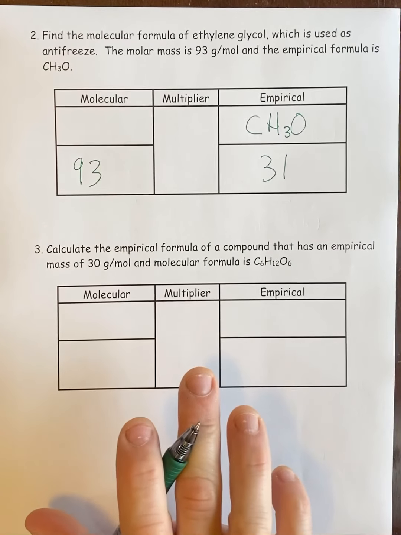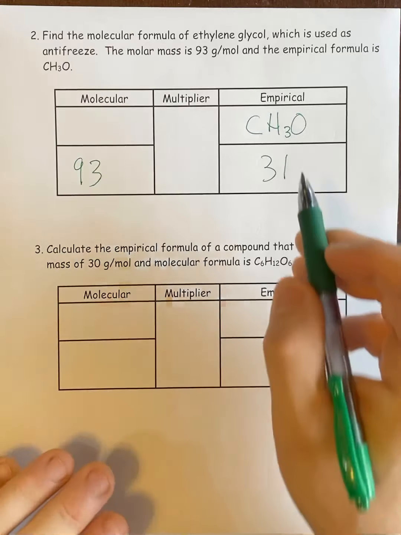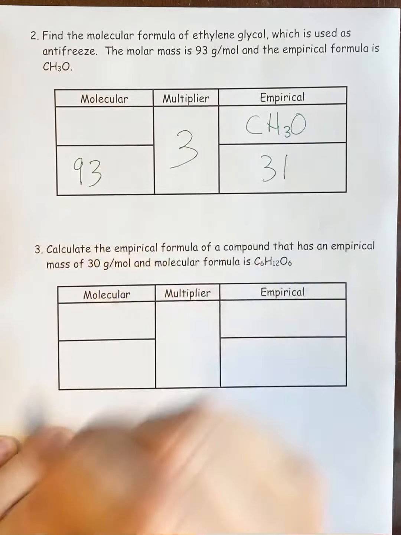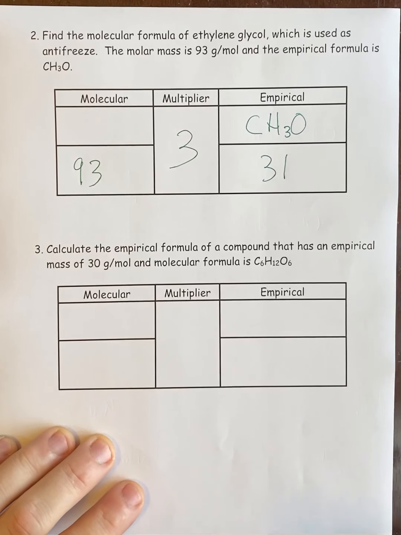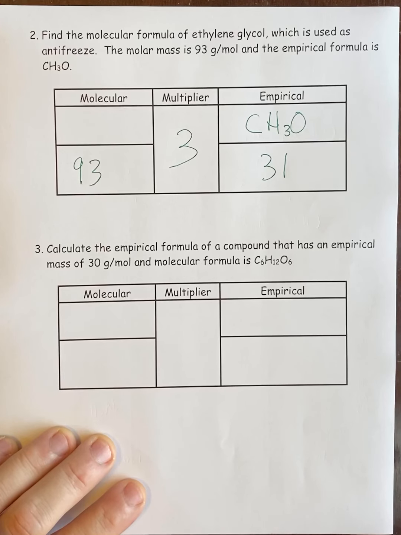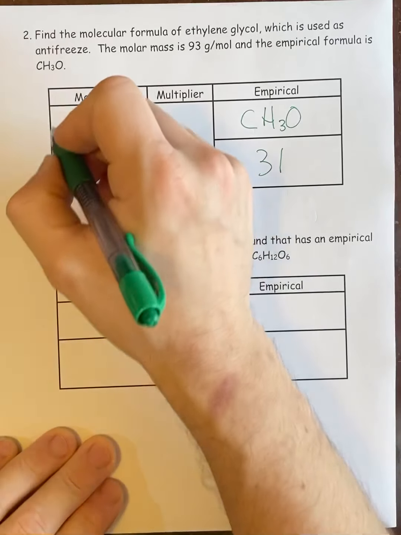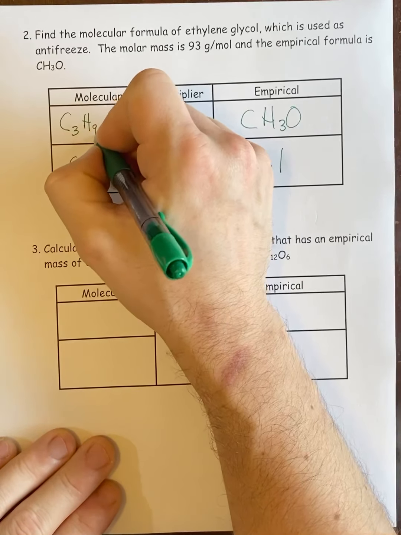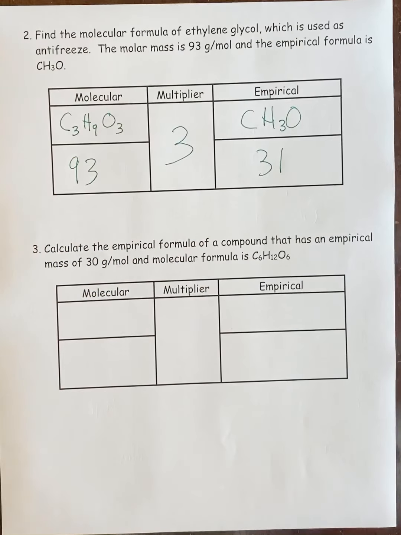Now, the next thing we're going to do is the multiplier. What do you have to multiply 31 by to get to 93? 3. So, if the mass is a multiple of 3, then the formula is a multiple of 3. So, C3H9O3, done.